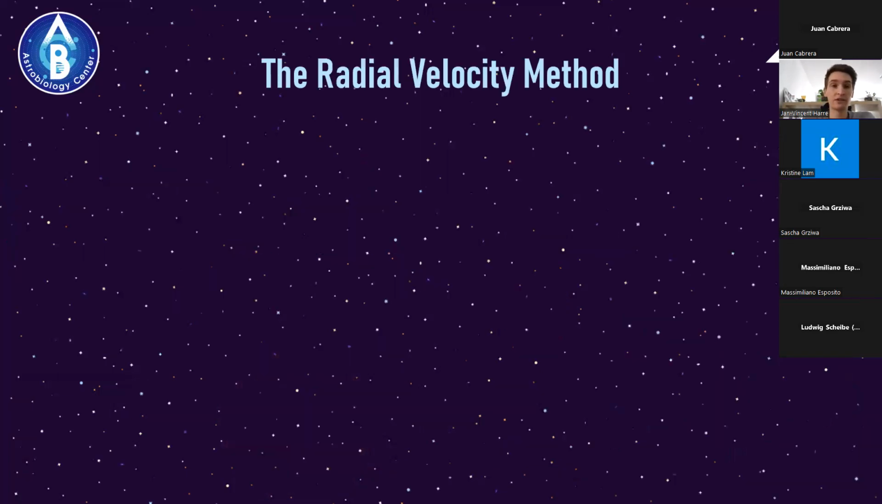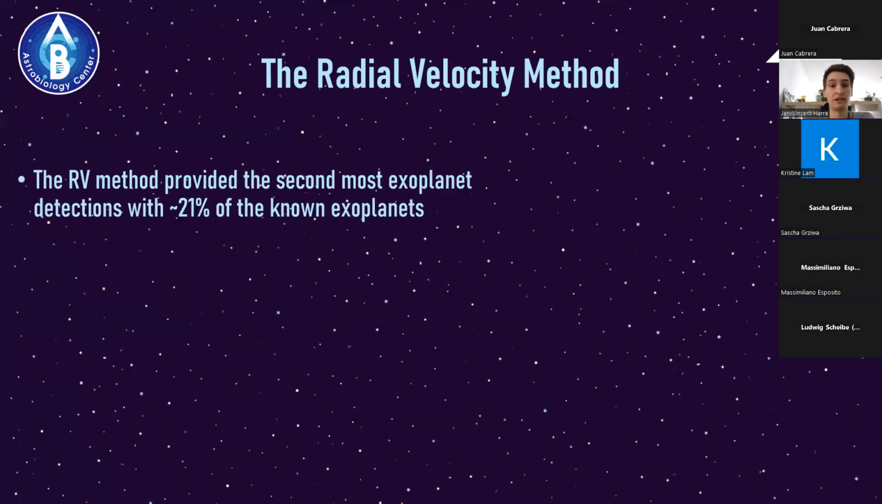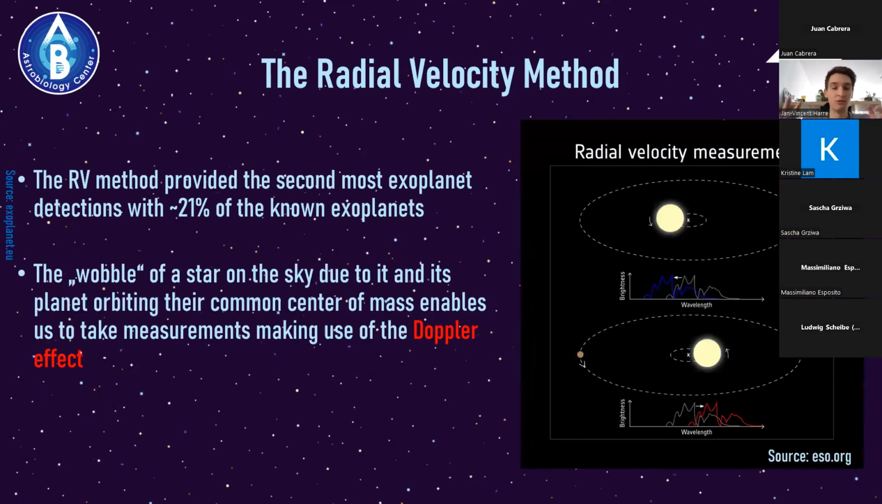The next one is the radial velocity method. And this method provided the second most exoplanet discoveries, with around 1/5 of the known exoplanets discovered using this method. And this relies basically on the wobble of a star in the sky which is induced by a planet. And the planet is not only orbiting the star, actually the star and the planet are orbiting their common center of mass, which means that also the star is moving on the sky away and towards us.